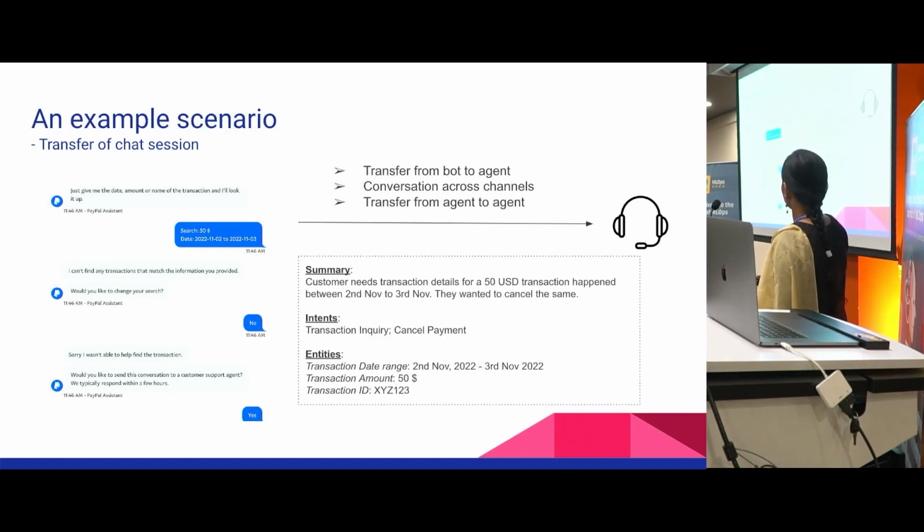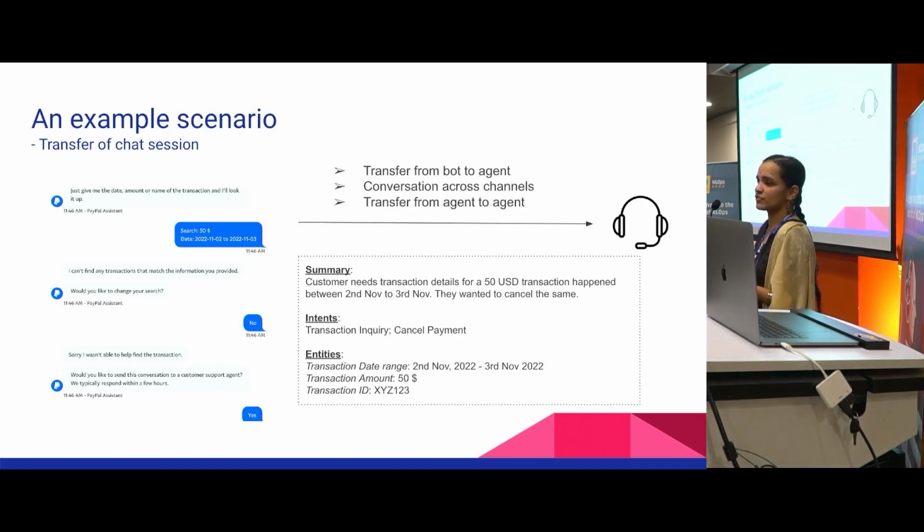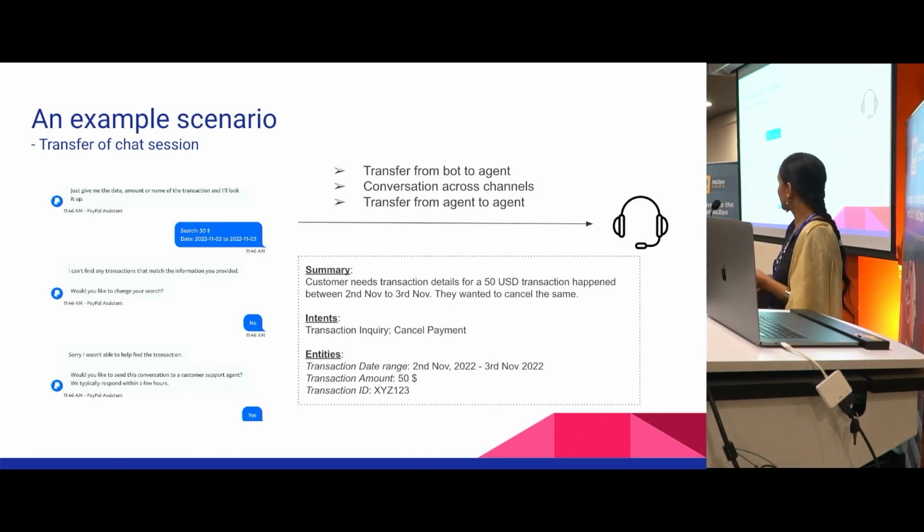So let's take a quick example. In this conversation, the customer has reached the chatbot. They wanted to have some transaction detail about a transaction that happened on a particular date for a $50 transaction. Right? And also the customer wanted to cancel that transaction, right? But for some reason the bot was not able to help, and the bot found it fit to add a new human agent, right?